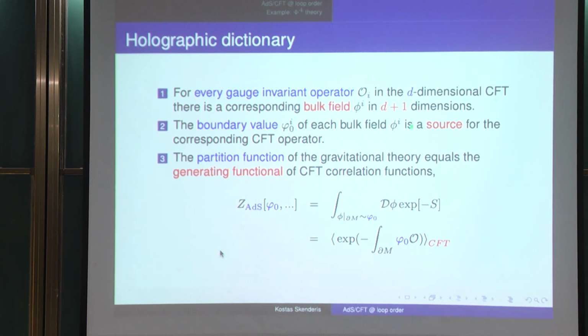Now for each bulk field, there is a corresponding boundary value, which will be made more precise in the next slide or two. And it's this guy here that specifies the boundary conditions for the bulk field, which acts as the source for the corresponding CFT operator. And then part 3, here, in a sense, we specify the kinematics. We say, in both cases, you have the same alphabet, or you have different alphabets, but we match them. So it makes sense that it's the same theory, because it's composed out of the same letters.